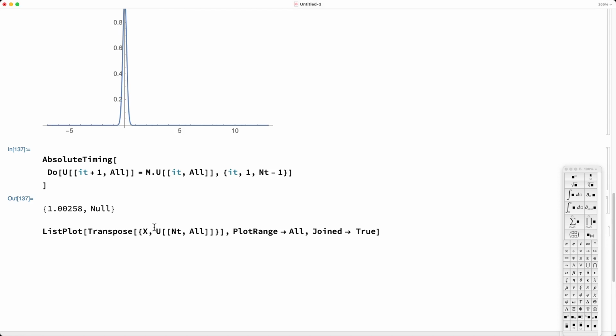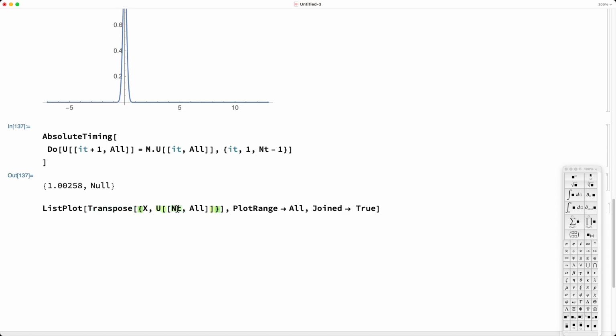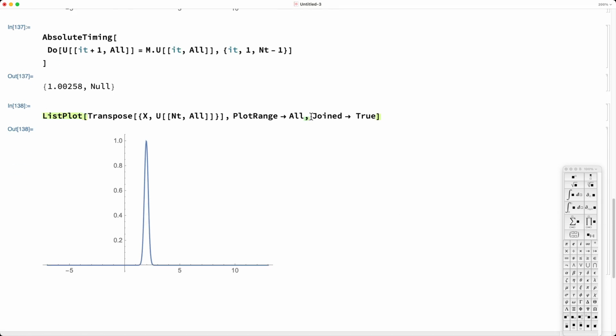To do that, I can use ListPlot. As always, I need to pair up each x with each u, and I'm using Transpose to do that. And then I'm plotting u at the final time nt for all values of x. And I'm using PlotRange All and Joined True to see the solution. If we didn't join the points, then we would get these dots as we discretized in space. Okay, and we can join them, and we see that the solution looks like a Gaussian some time t later.